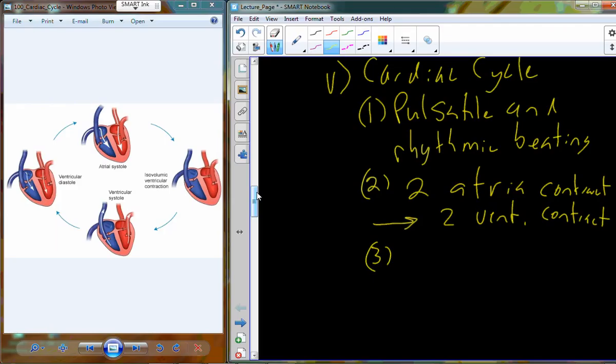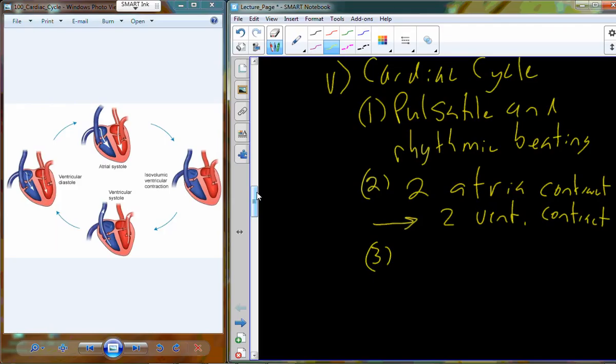So here you can see the ventricles contracting. Here you can see the atria contracting. So when the atria contract, what happens to the chamber size of the atria? Increase or decrease? Decrease. As we decrease chamber size, what happens to the chamber pressure? Increases. So there I'm creating a localized region of high pressure.